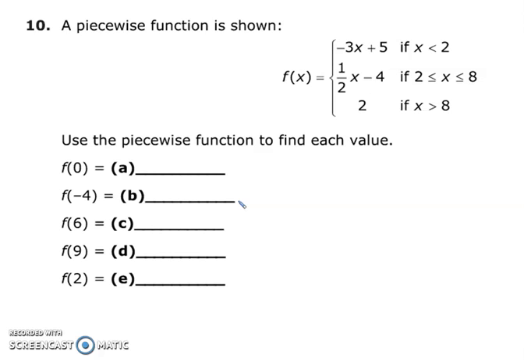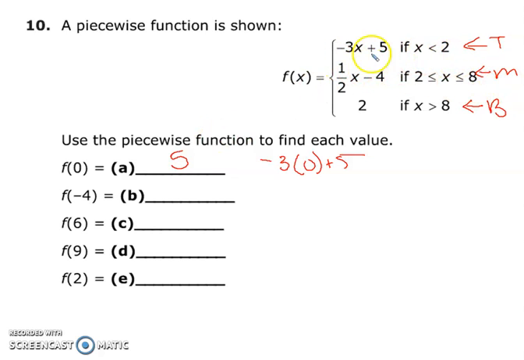Number 10. So for f of 0, where does that fall? The top, the middle, or the bottom? So 0 is between 2 and 8? Nope, it's less than 2. So I'm going to plug it into this. Negative 3 times 0 plus 5. And my answer is going to be 5.